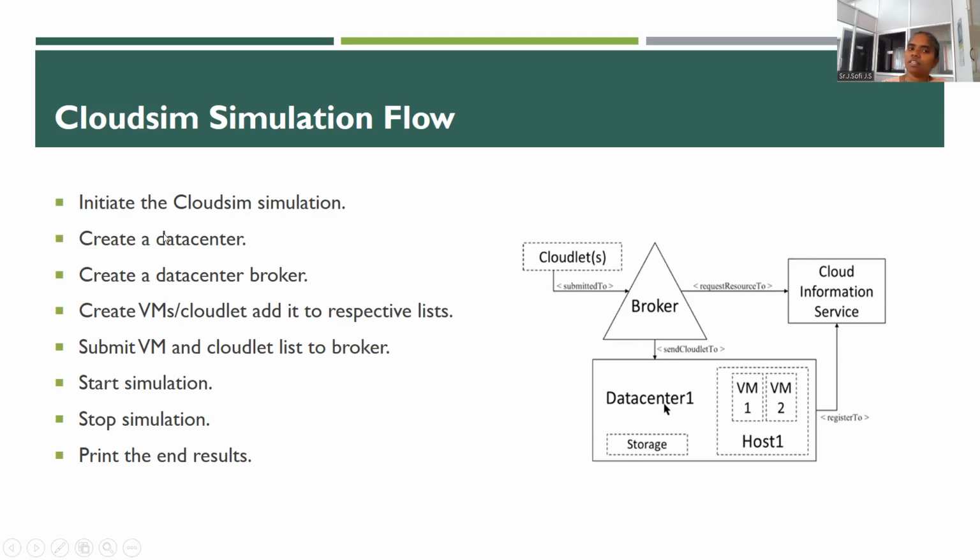The flow will be like that. First, we initiate the cloud simulation and create the data center, and the data center broker is created. Then we create a number of virtual machines and cloudlets and add them to their lists, and we submit the virtual machines and cloudlets to the broker, start the simulation and execute it, stop it, and get the output.